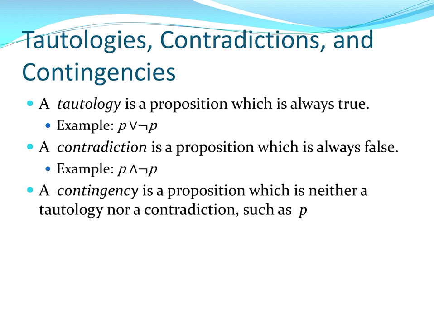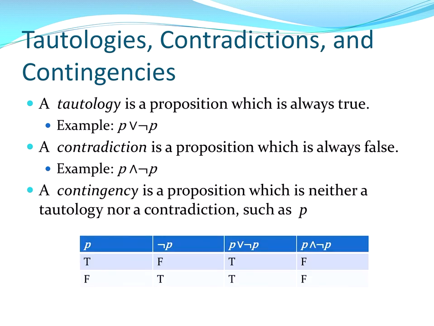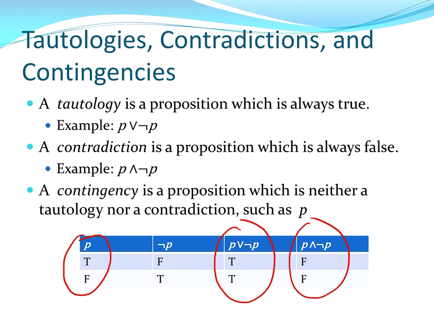And a contingency is a proposition whose truth value depends on the value of the atomic propositions. One example, a very simple one, would be P itself. The value of P depends, obviously, on its truth values. So here's a truth table that illustrates these points. P is contingent on its value, but P or not P, as well as P and not P, are not contingent on the value of P. They are tautologies and contradictions, respectively.